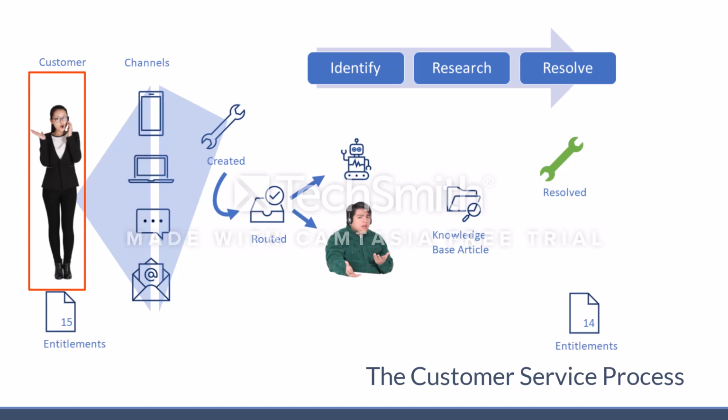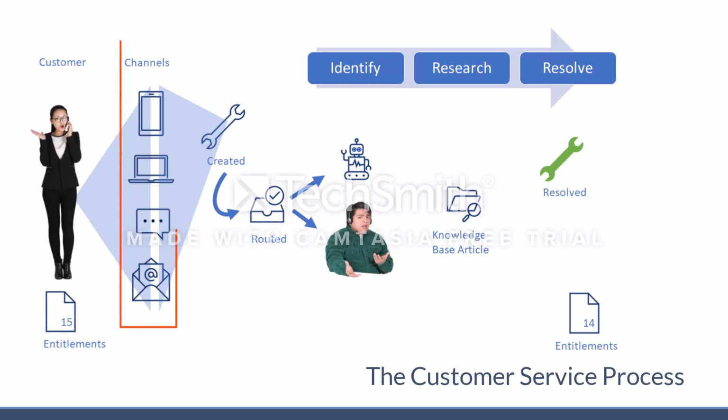So starting with the customer on the left-hand side, they have the choice of contacting us via various channels like phone or on our website or through a chat or via email or any other channel that we make available to them. This customer is most likely going to have an entitlement, which is a service contract with us that allows them to access our services or support at a reduced rate.